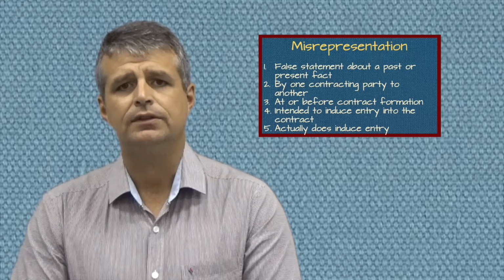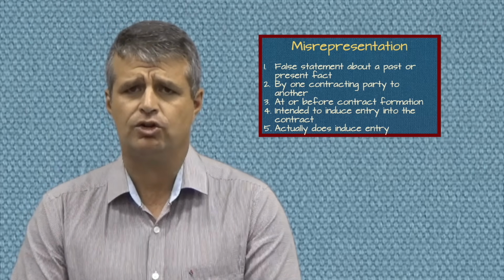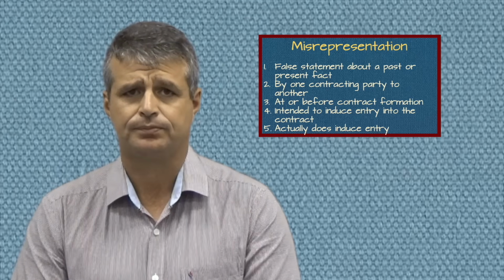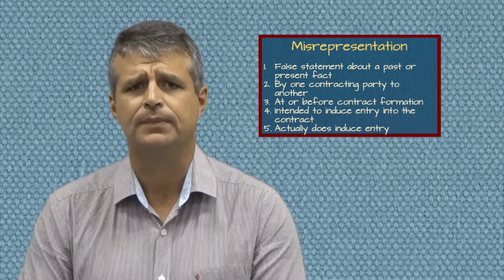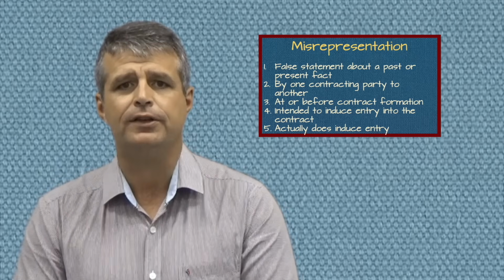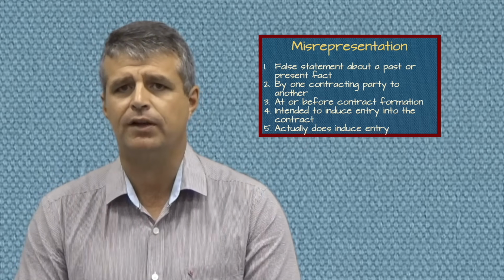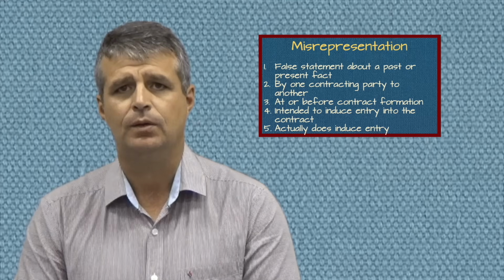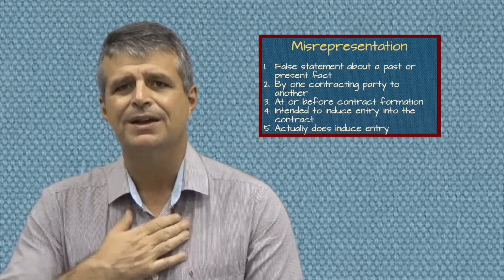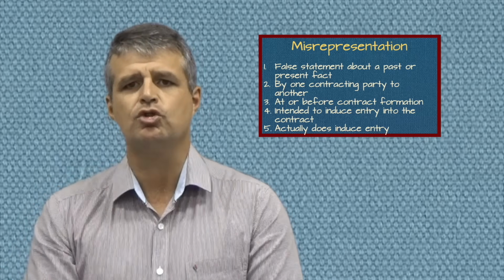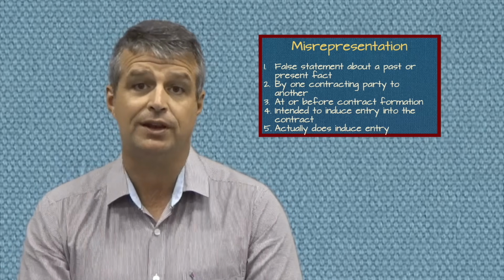Second, the statement must be made by one contracting party to another, or by their agent, which means somebody speaking with their authority. So if a friend of mine says to you, you should buy Anthony's car, it's never been in any accidents, well, that won't be a misrepresentation because I'm not the one who said it. But if you asked me whether that was true and I didn't set you straight, well, then there'd be a problem.